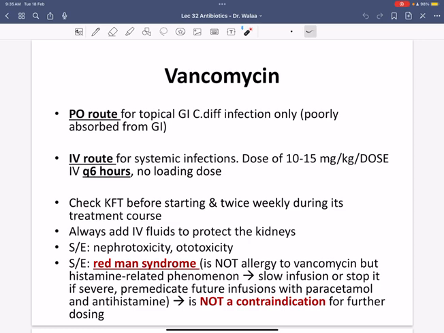Of course, vancomycin is a very potent antibiotic, and we describe it as one of the big guns. So we don't add vancomycin for just any patient. Okay? It has to be for specific indications.